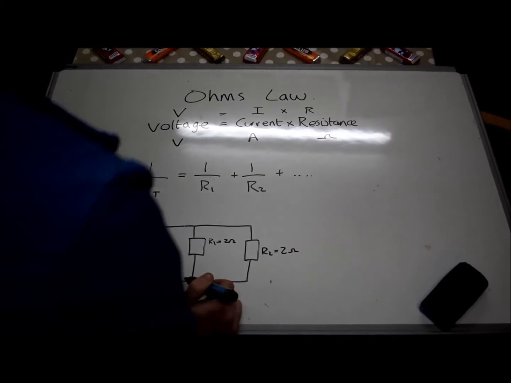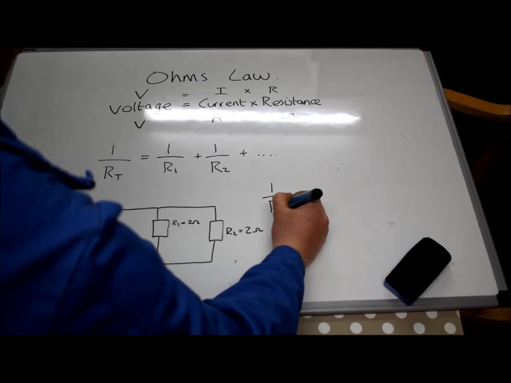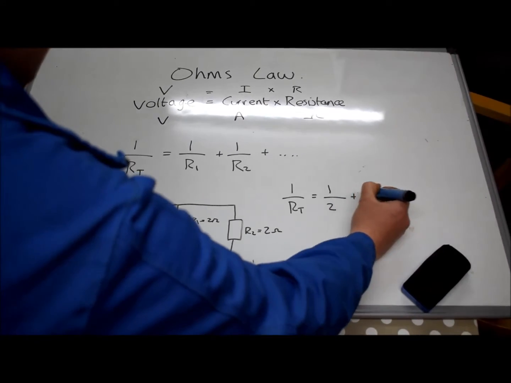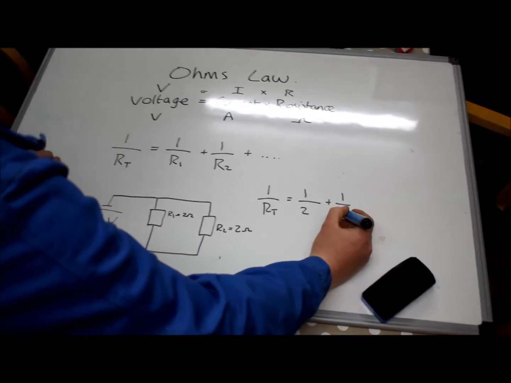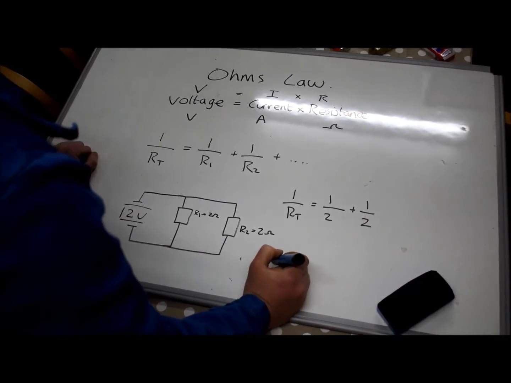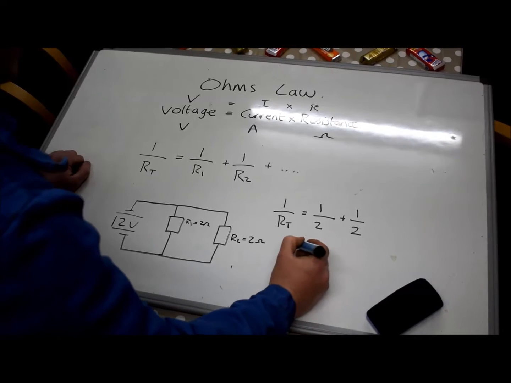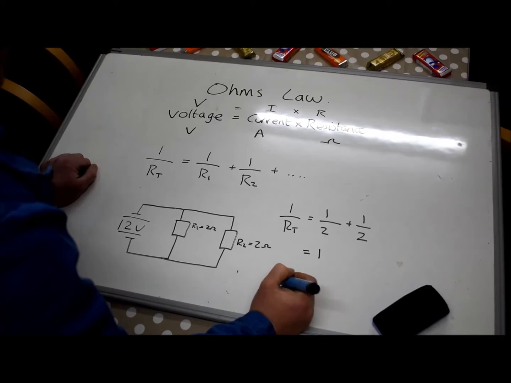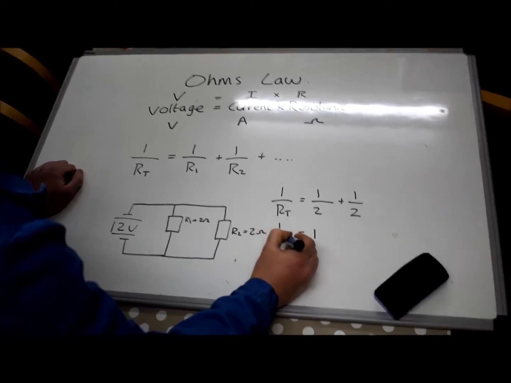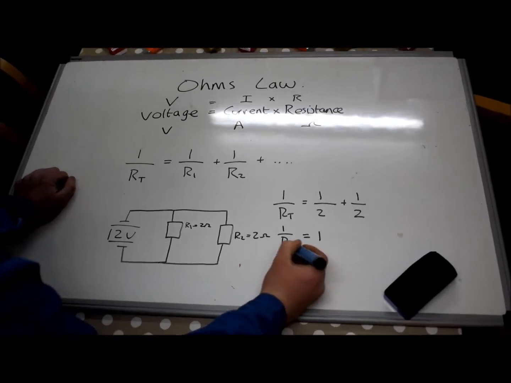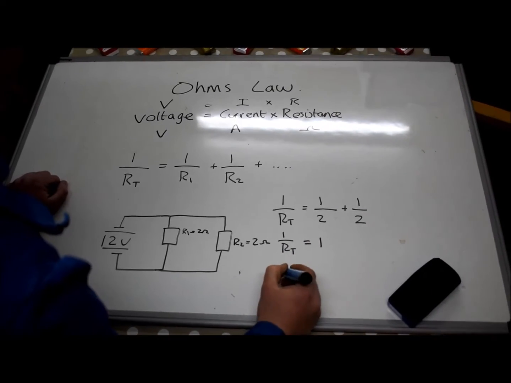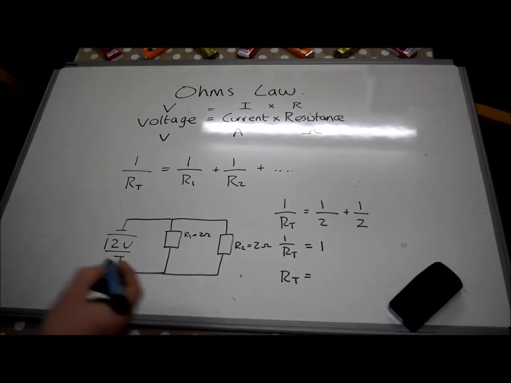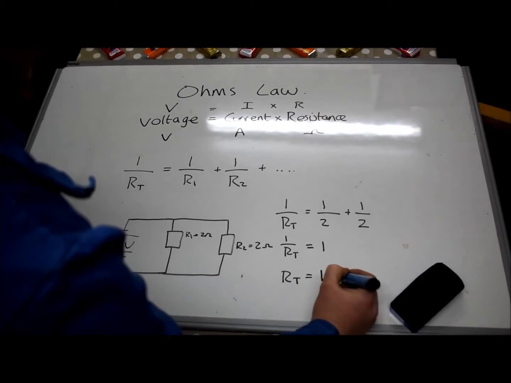Then the total resistance would be 1 over RT is equal to 1 over R1, which is 2, plus 1 over R2, which is also 2 ohms. A half plus a half is 1. Therefore 1 over RT equals 1. If we transpose that, then RT would simply be 1 divided by 1, which is 1 ohm.